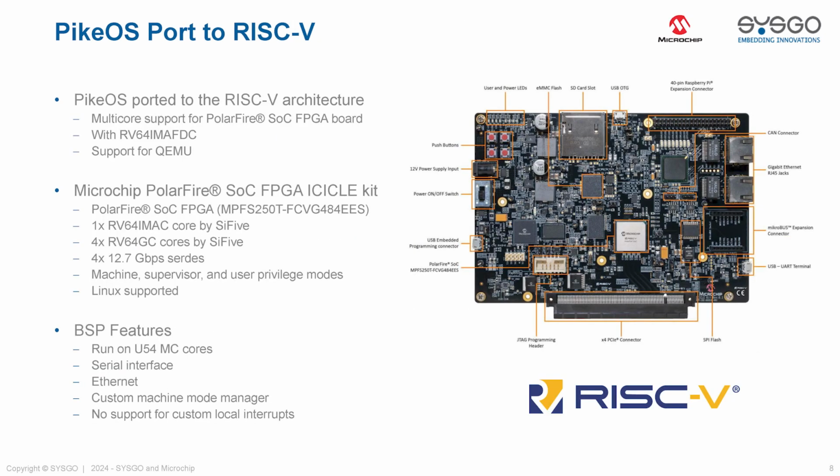Coming to RISC-V, PikeOS is ported here to boards with RV64 cores. We support multi-core processors here and have also support for QEMU as a hardware emulator, so that you don't need an actual board to start development of applications. And for the PolarFire board, the board support package of PikeOS runs on U54 cores. We have support for the serial interface and the Ethernet interface, and support a custom machine mode manager.